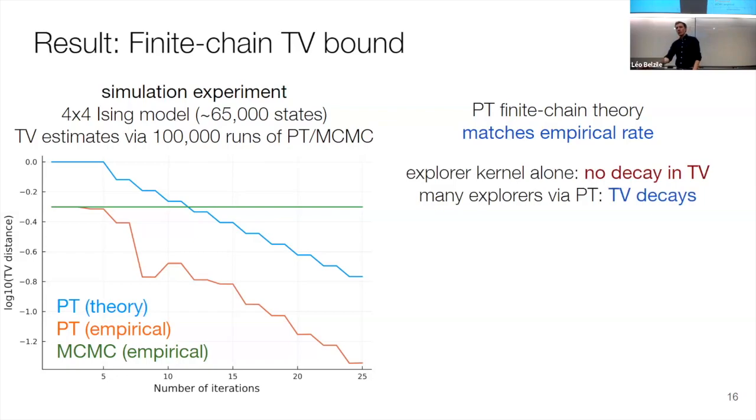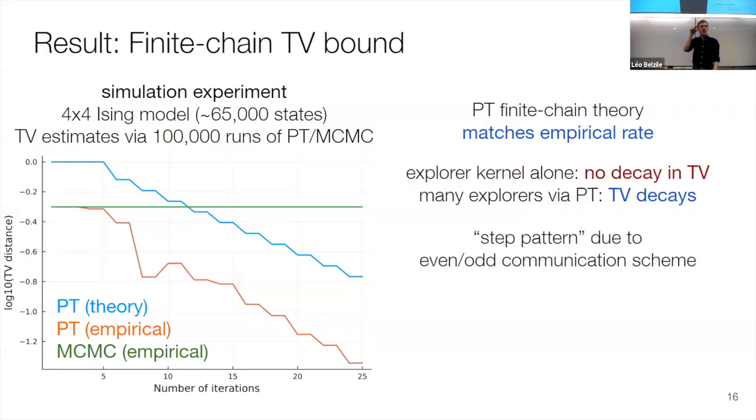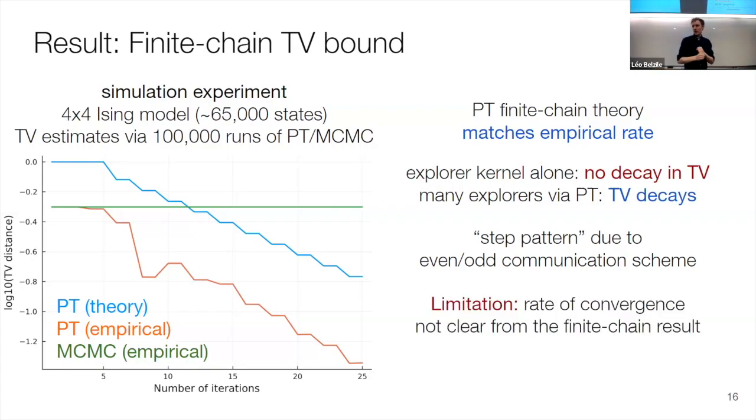The Explorer alone is in green, so that's just standard MCMC. As you can see, it doesn't work, right? So this is more evidence that PT is doing some heavy lifting for us in this problem. That weird step pattern that you see is because we use a communication scheme where we swap all the even pairs of chains and then all the odd pairs of chains. And so the target only really changes once every other iteration. So you get a constant TV every other iteration, basically. And as I said, we kind of want to go beyond this, even though these results are quite nice.